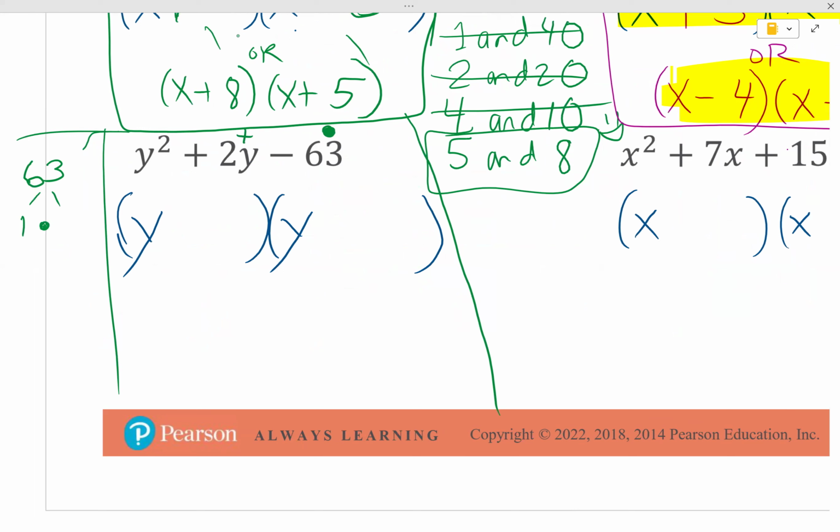1 times 63 is 63, but I want it to be negative. I don't think there's any way I can make either of those, 1 or 63, negative and have them add up to 2. They're too far apart. What about 3 times 21? I know that makes 63, but there's no way I can make 3 or 21 negative and add up to 2. They're too far apart again.